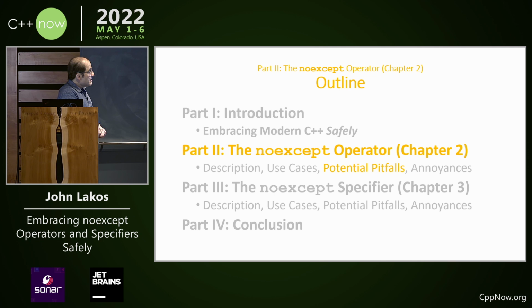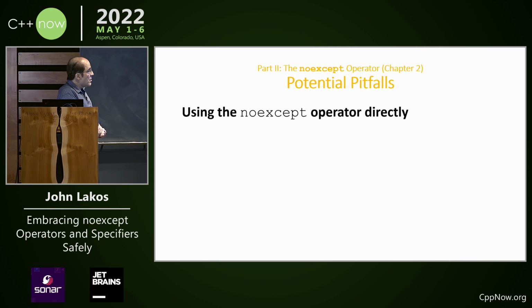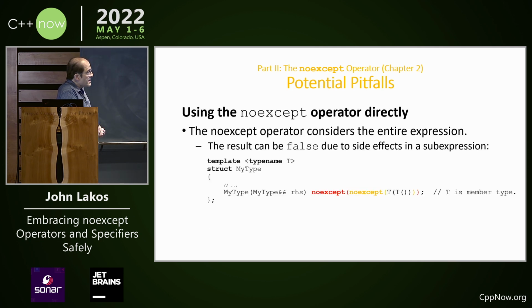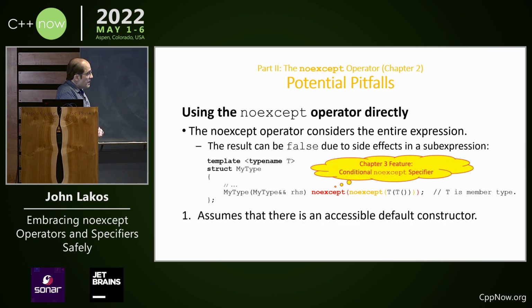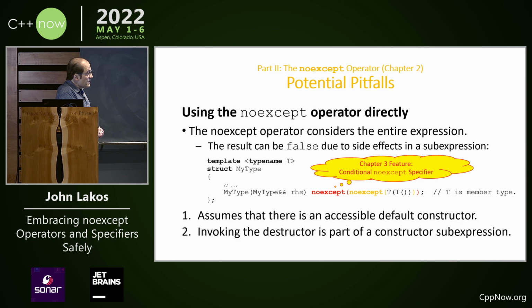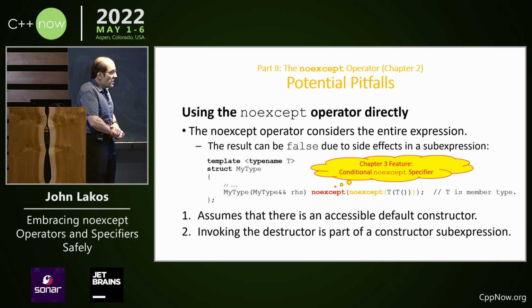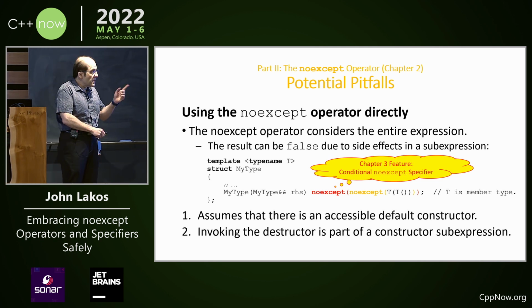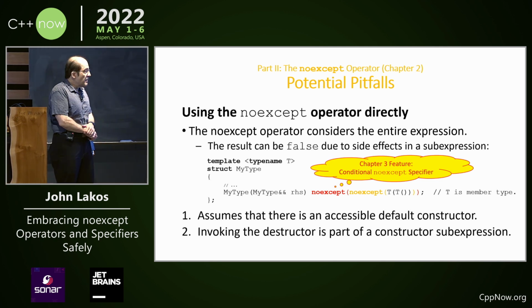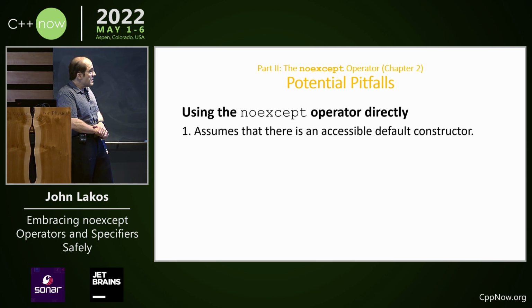Pitfalls. Using the noexcept operator directly. This is some fun stuff. You see how I'm using noexcept and noexcept. This is a conditional noexcept expression. This feature assumes that there is an accessible default constructor, invoking the destructor as part of the constructor subexpression. So this is where you might have thought to do this. And if you do that, you get something you didn't expect.